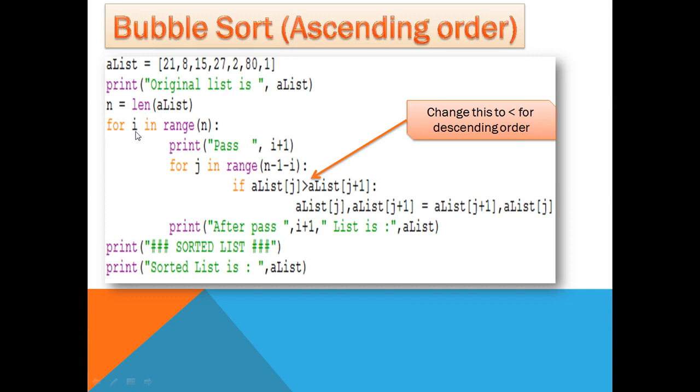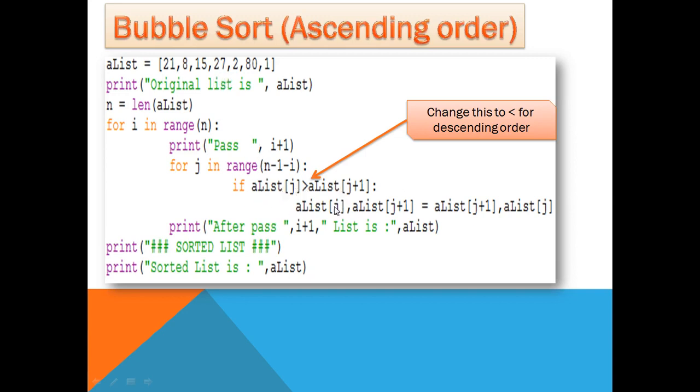Now every time I is the pass. When I is 0, it is pass number 1; when I is 1, pass number 2. Then the J loop will vary from 0 to n minus 1 minus I. Suppose there are 7 elements: 7 minus 1 is 6, 6 minus 0 is 6, so 6 comparisons. When I is 1, 5 comparisons. When I is 2, 4 comparisons. That's how this loop works.